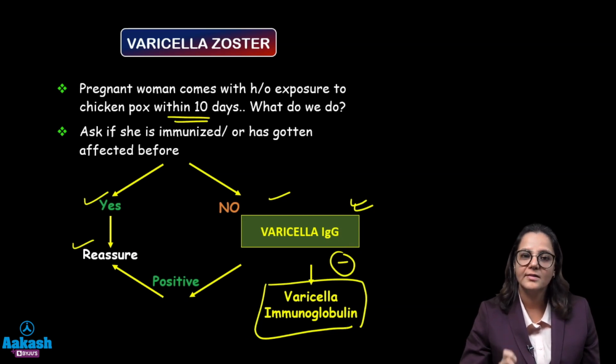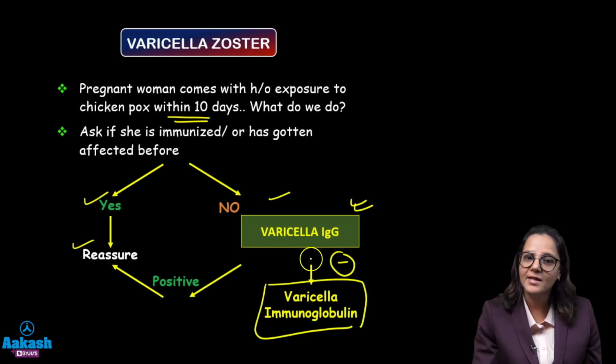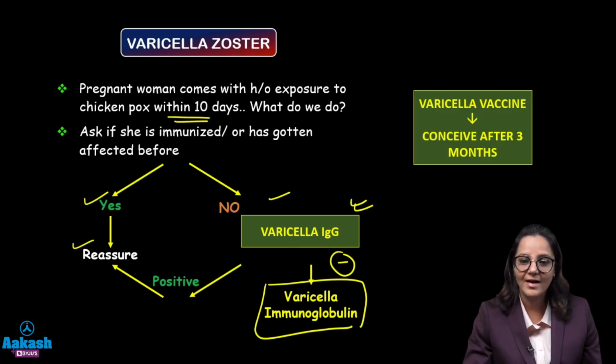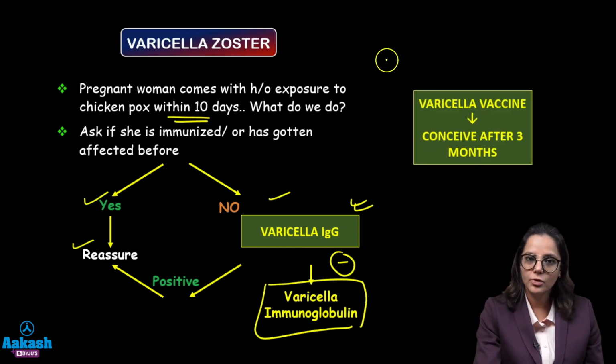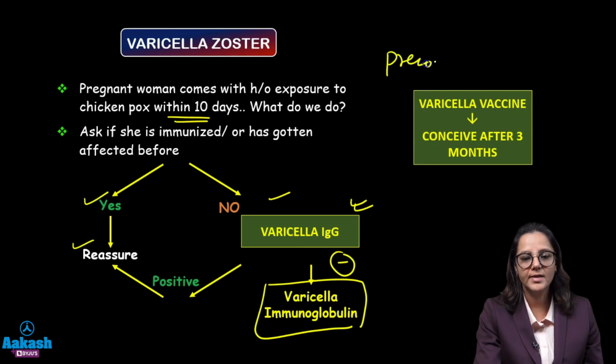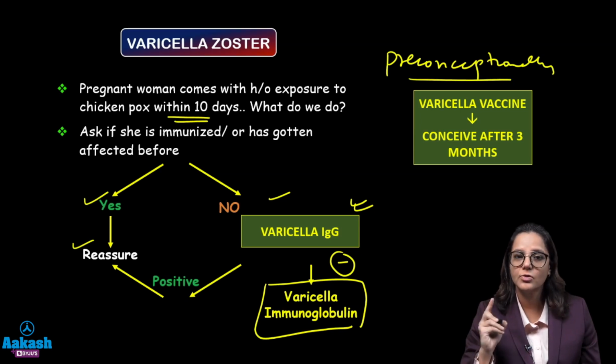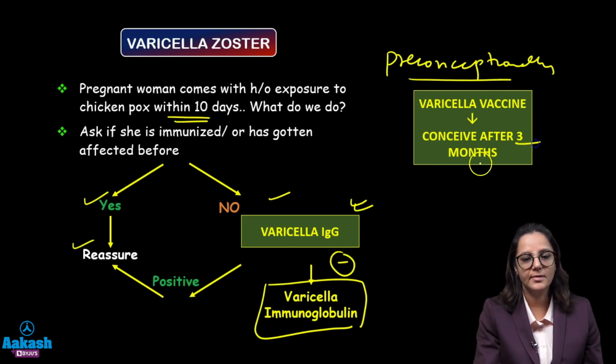Very important point: this varicella immunoglobulin can be given in pregnancy, and this is different from the varicella vaccine. Varicella vaccine is given only to those women who come to you preconceptionally. It is contraindicated in pregnancy. So once you give this injection to the patient, you ask her not to conceive for 3 months.